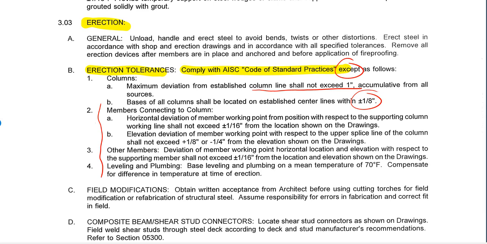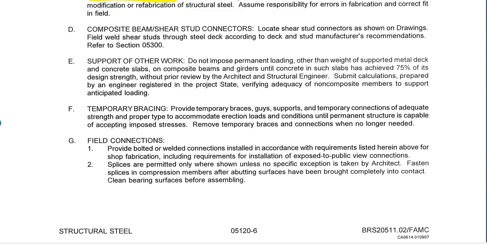Down here is talking about what happens if you need to do field modifications. And so this would be the RFI process to go through there. And here we're talking about different things like when they can actually start putting the beams and girders and the concrete. We're looking at the design strength, say, of concrete, or if they're reviewed by the architect or structural engineer of record.